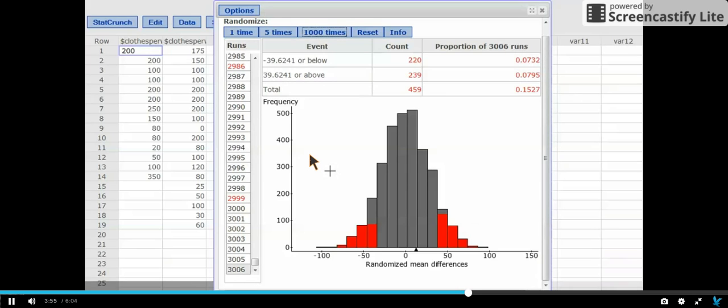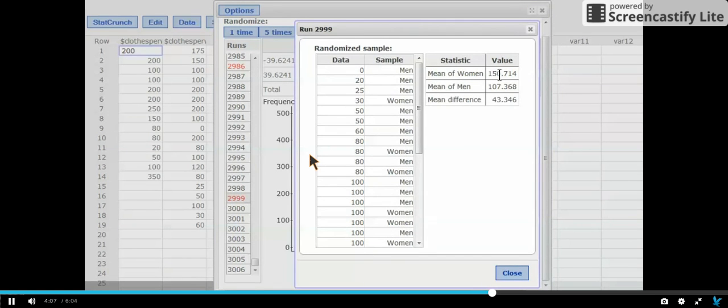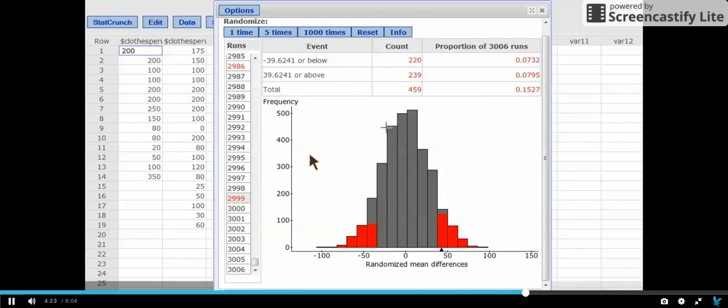I can look at any particular sample by clicking on that number on the left. So let's look at one that's in red. So in this one, the mean for women was 150.714, for men 107.368, so a difference of 43.346, which is more extreme than the difference we got in our original data. So that would fall in this category of 39.624 or above.